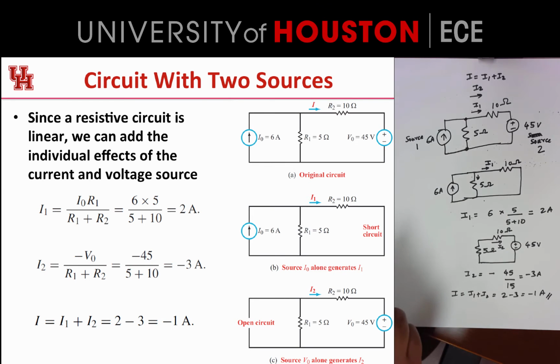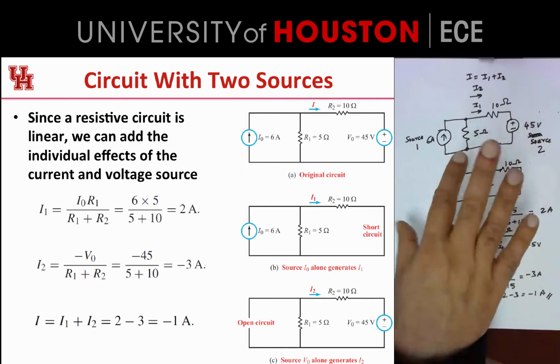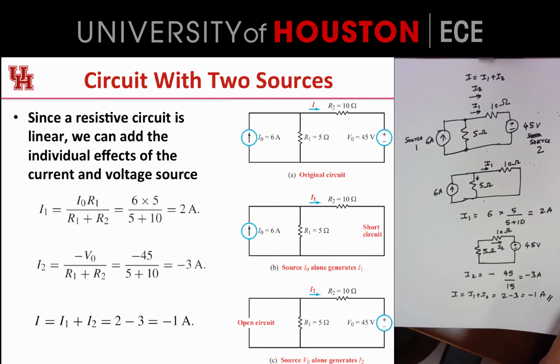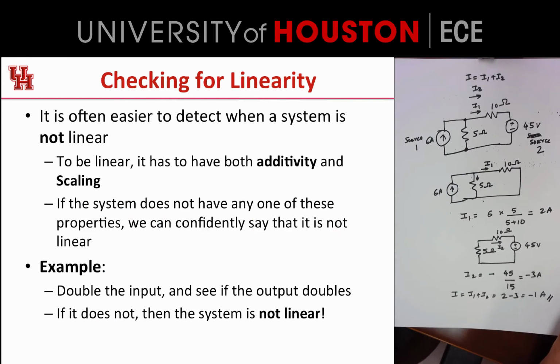So by taking advantage of superposition, our analysis of this circuit became dramatically simpler, because we could just selectively disable the sources, calculate the simpler individual responses, and then just add them up. And that works because this system is linear.